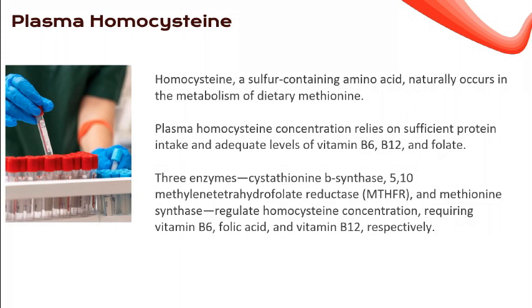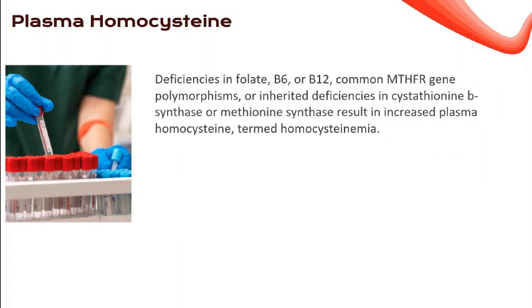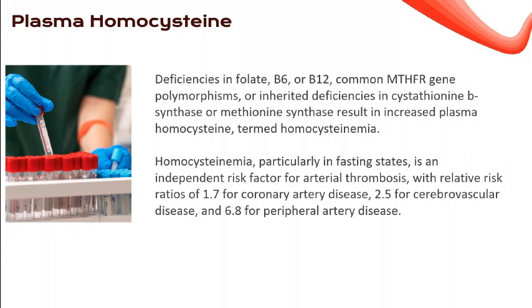But watch out! Deficiencies in folate, B6, or B12, common MTHFR gene quirks, or inherited deficiencies in the enzymes can throw off this dance, leading to increased plasma homocysteine, a condition known as homocysteinemia. Homocysteinemia, especially during fasting states, is a red flag for arterial thrombosis. The relative risk ratios speak volumes: 1.7 for coronary artery disease, 2.5 for cerebrovascular disease, and a whopping 6.8 for peripheral artery disease. It's like homocysteine is trying to tell us something crucial about our arteries.